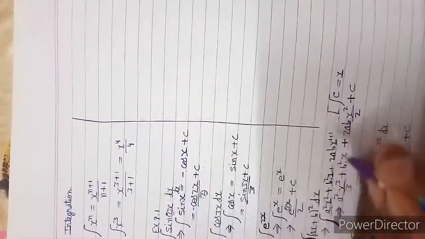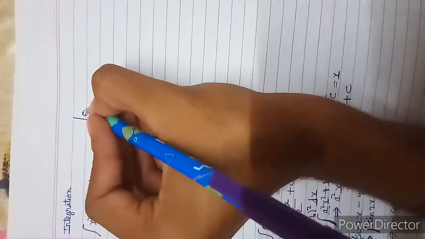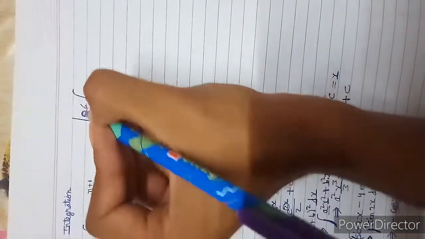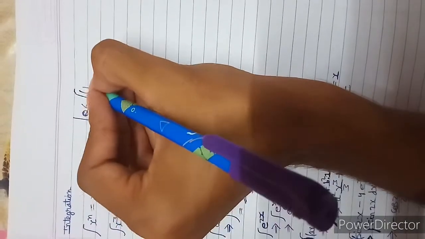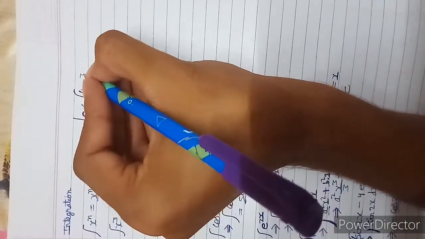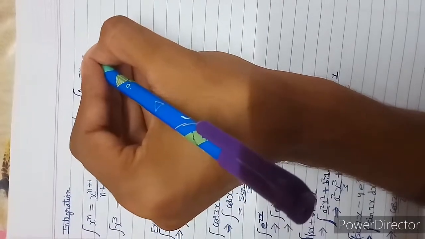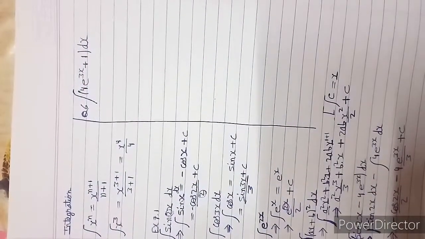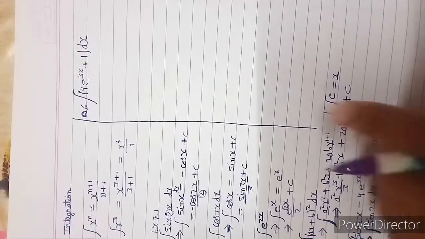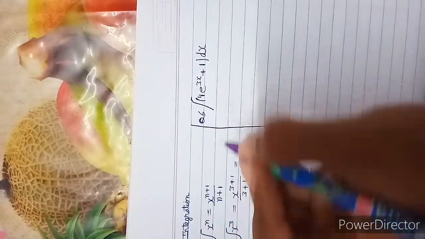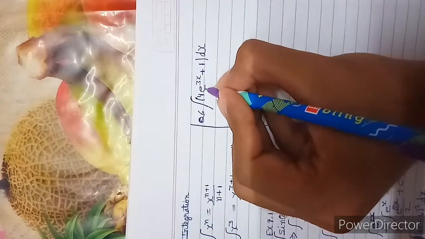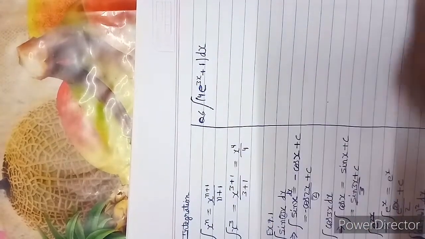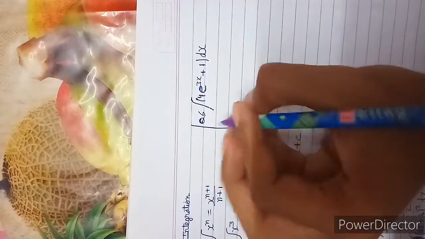will solve our question number 6 here, which is the integration of 4 e to the power 3x plus 1. This is our question number 6. Now here also we can split it or we can do it directly. Now I think you all are able to do it directly, so we will not split it, we will write the answer directly.